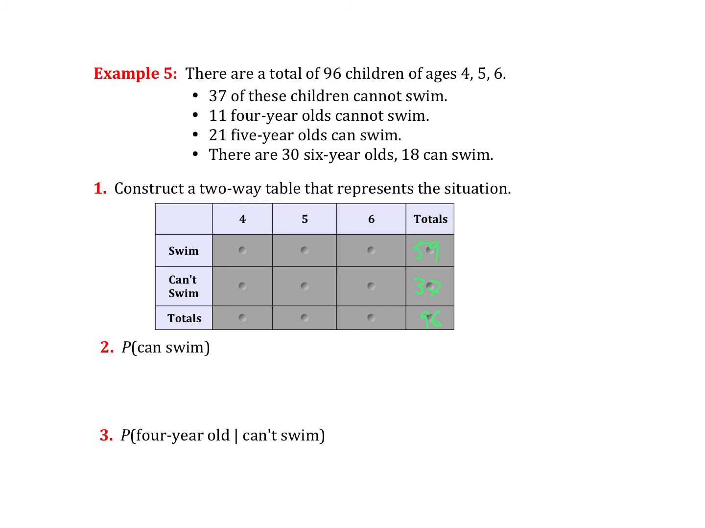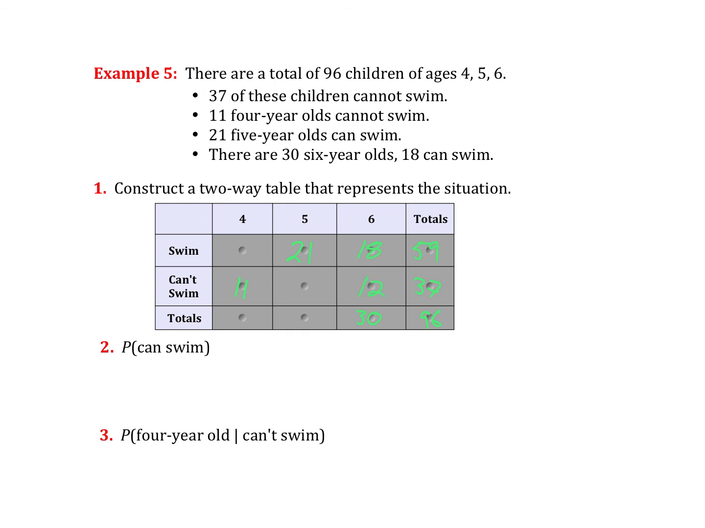Then it says 11 4-year-olds cannot swim. So 4-year-olds, 11 of them cannot swim. 21 5-year-olds can, so 21 5-year-olds are able to swim. There are 30 6-year-olds. 18 can swim. Well, if 18 can, the other 12 cannot.